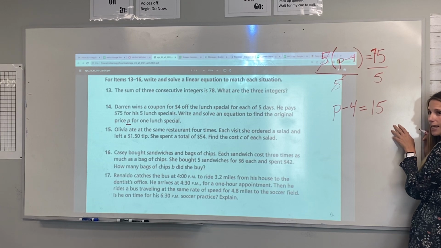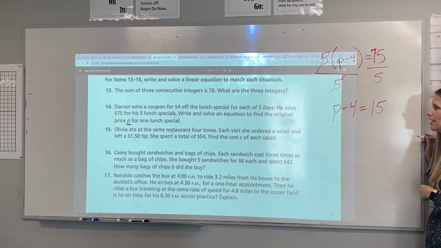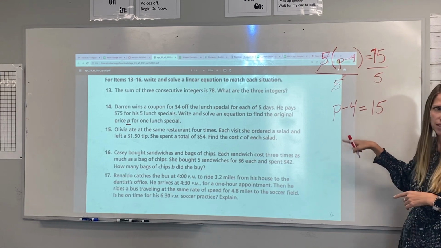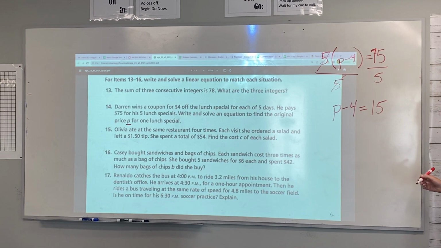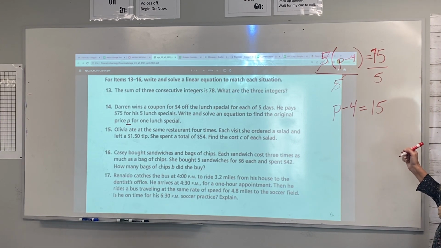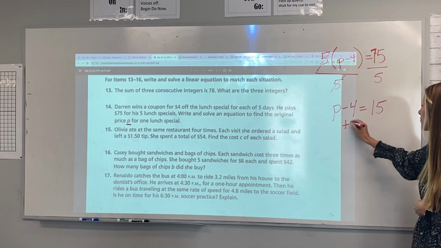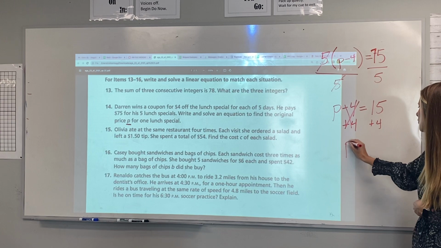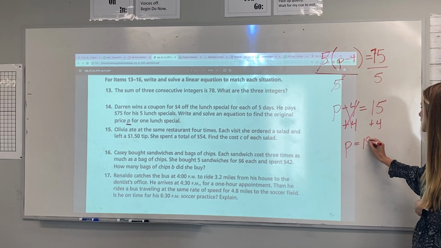Yeah, the discounted lunch special, right? Good. This is our discounted lunch special. But they want the original price, so we're still going to solve for p. Okay? So what do we do? You add 4 to 15 too. Yep. And then we'll get 19. P equals 19. Perfect.